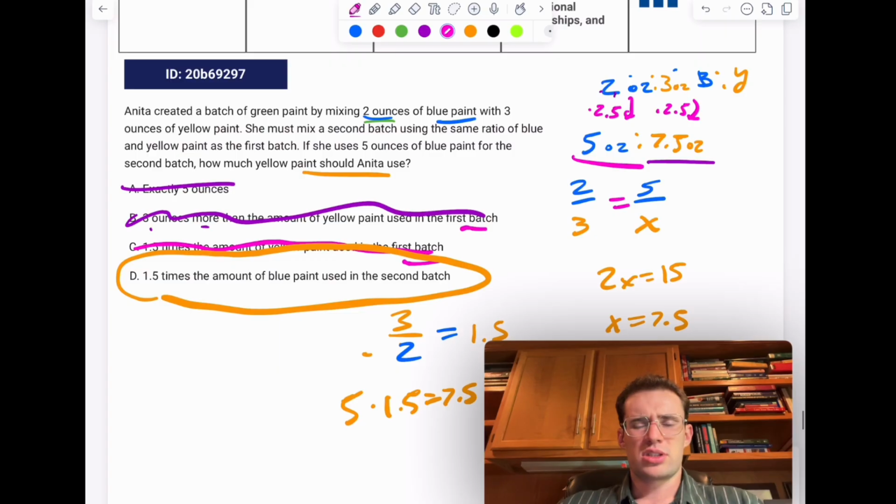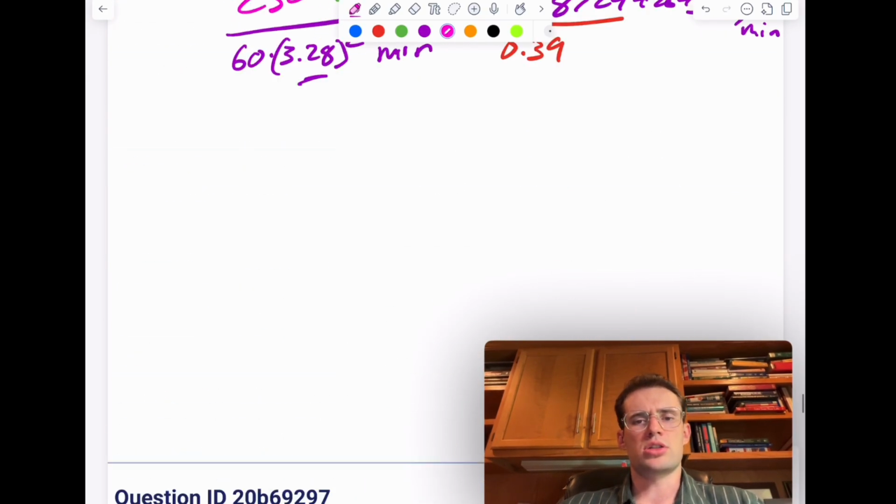This one is just a proportion question. It was a little bit odd how they asked it with the answer choices, but as long as you understood that one, it should be good.